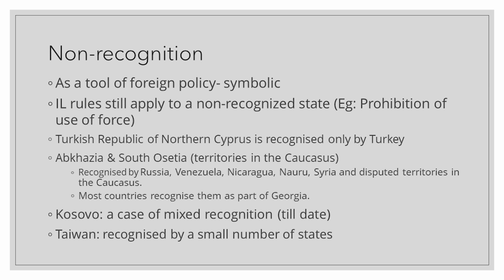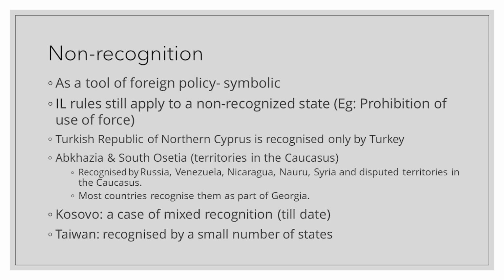Another example that we took in Unilateral Declaration of Independence, Kosovo, the first example, is also an example of non-recognition because it still faces mixed recognition. That is, there are few states of the world that recognize it as a state, but there are few states which do not recognize it as a state. So Kosovo still faces non-recognition by many states of the world.